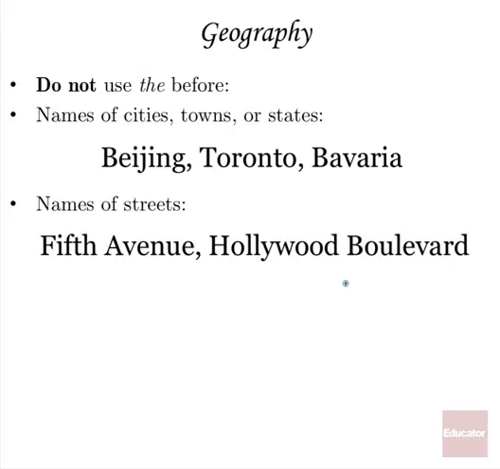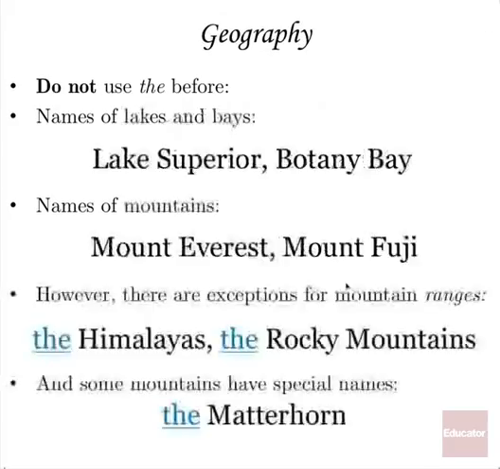You just say Beijing. You also don't use it for the names of streets. Fifth Avenue, Hollywood Boulevard. Now, occasionally, you'll find a street that has a special long name that includes the, in which case, use the. But basically, if it's not on the sign, don't use it for a street. Do not use the before names of lakes and bays.